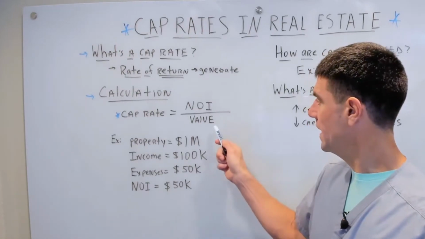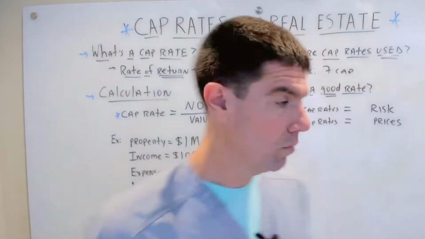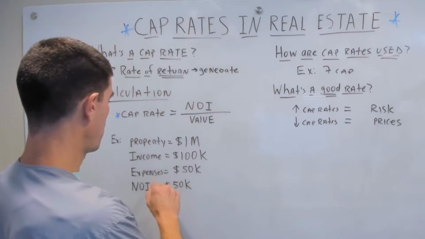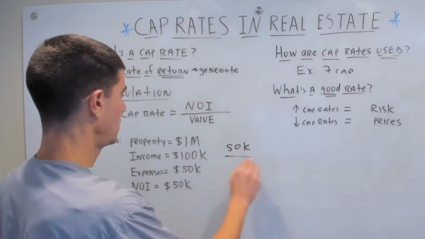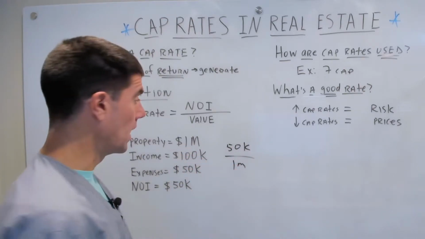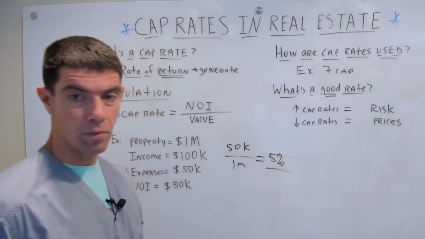So taking our formula, NOI divided by value, we can come up with this. The NOI on this property is $50,000 divided by the value of the property. It's $1 million. So this gives us a 5% cap rate.